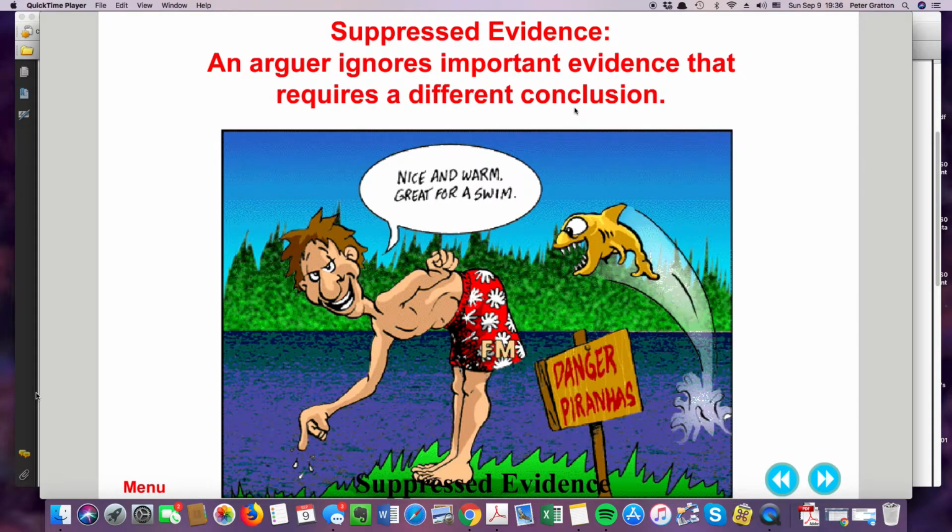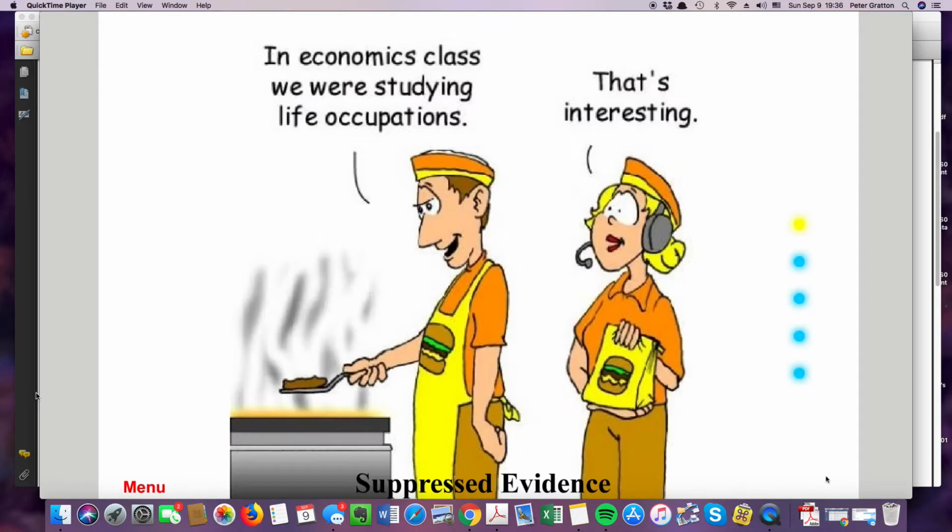The water is nice and warm, therefore it's probably good for a swim, right? But what he's leaving out is the danger of piranhas. So it's not really suppressed on the cartoon, but he's making the argument going, well, it's not going to be great for a swim if there's piranhas in the water.